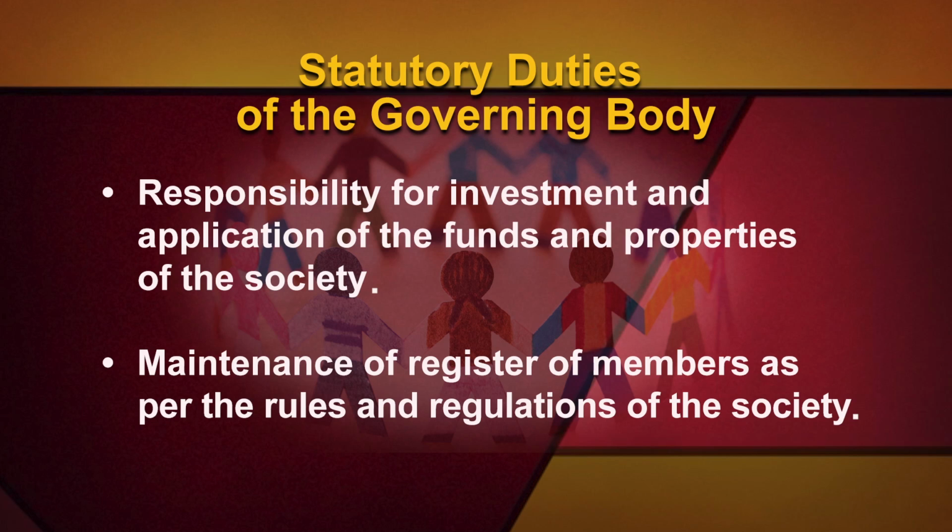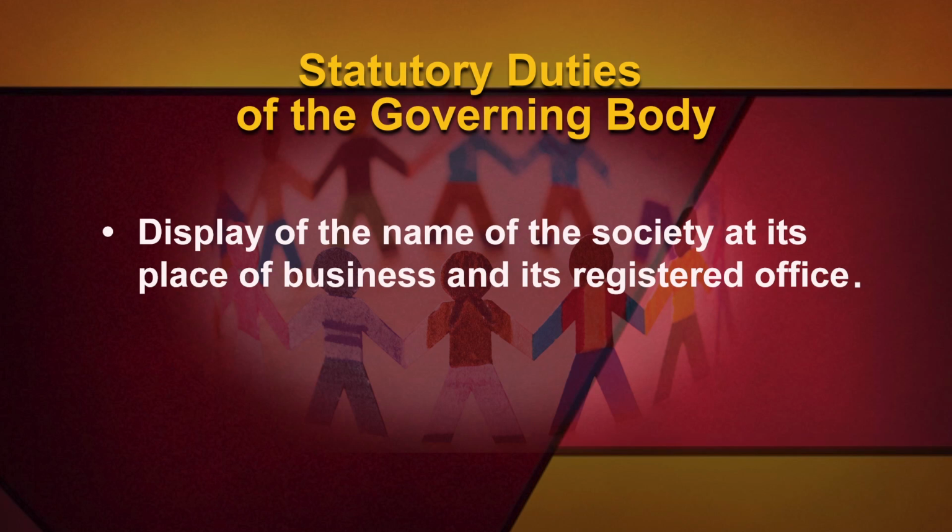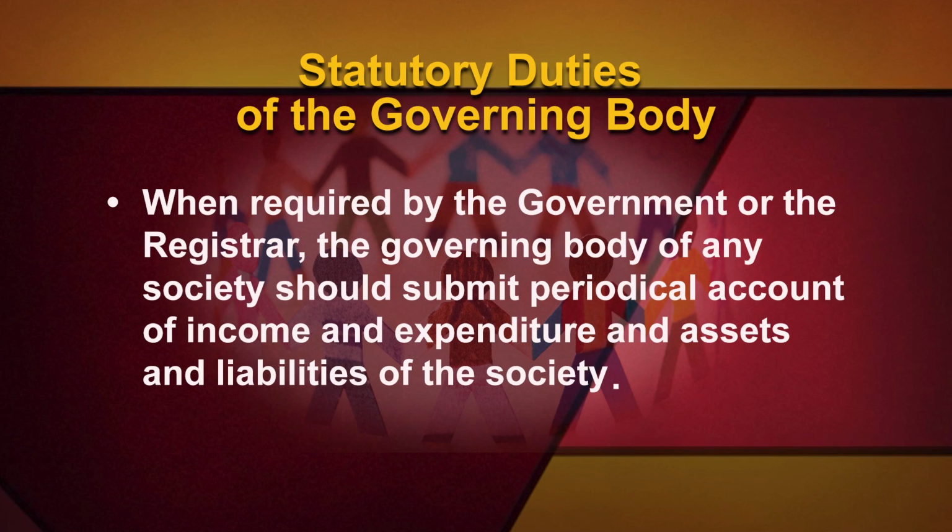Maintenance of register of members as per the rules and regulations of the society. Display of the name of the society at its place of business and its registered office. When required by the government or the registrar, the governing body of any society should submit periodical account of income and expenditure and assets and liabilities of the society.